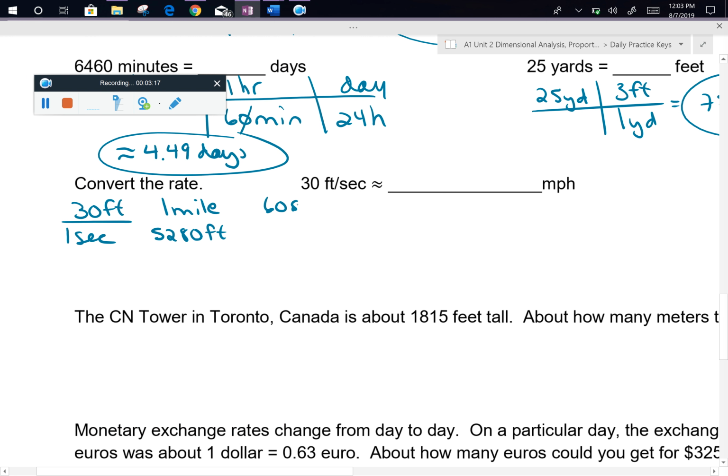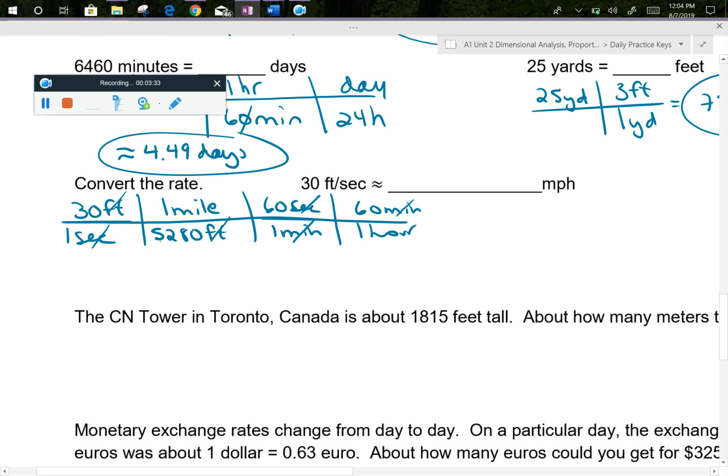There are 60 seconds in 1 minute and 60 minutes in 1 hour. So that takes us, the feet are out of there, the seconds are out, and the minutes are out. We now have miles per hour. So we can go ahead, everything that's in the numerator will multiply, everything that's in the denominator will multiply, and then we'll divide from there. So we end up with approximately 2.045. 45 is repeating. So this would be approximately 2.05 miles per hour.